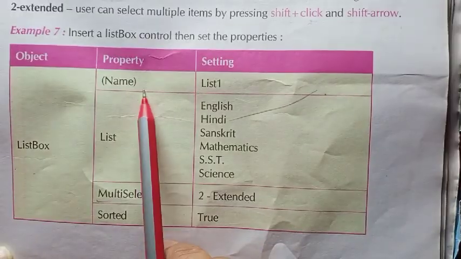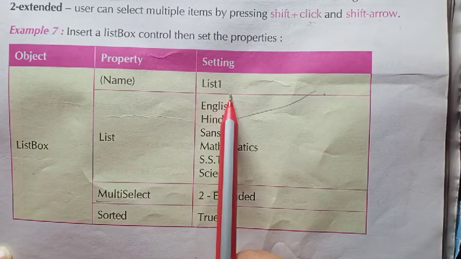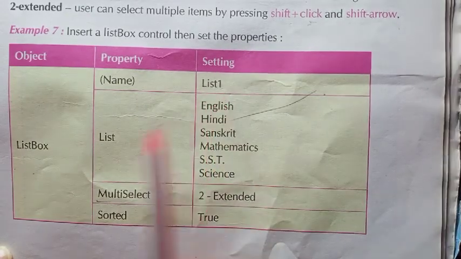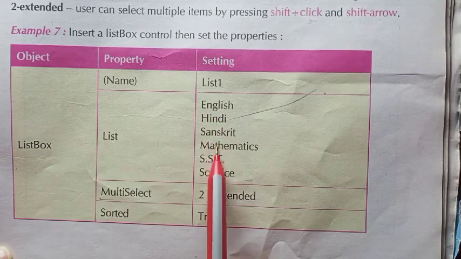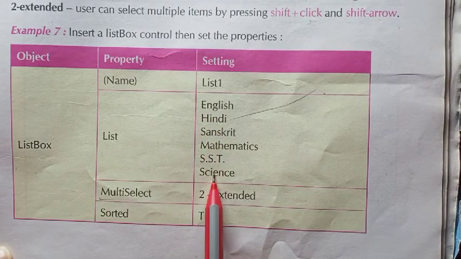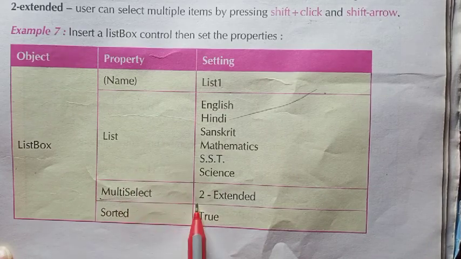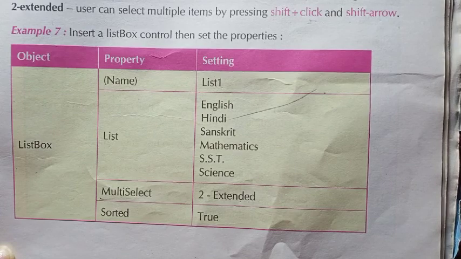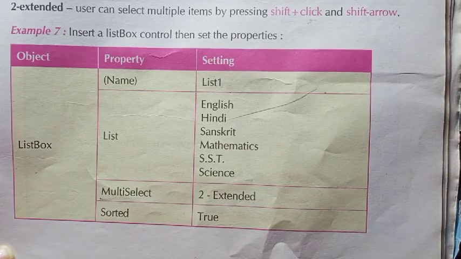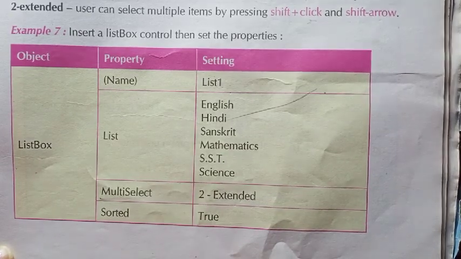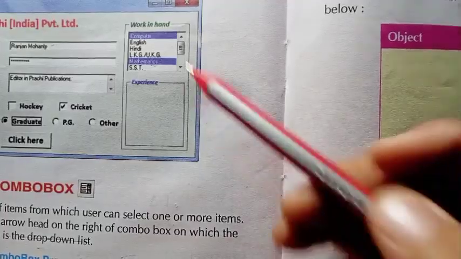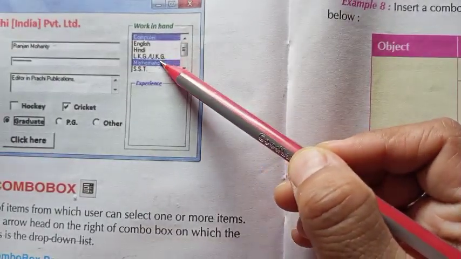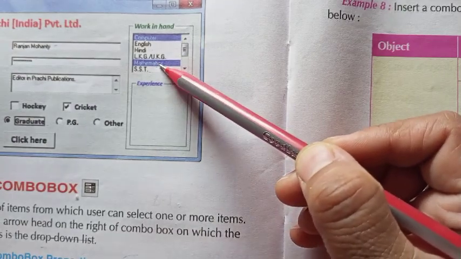The name property will remain as it is. We are not going to change anything in it. It will be the default list one. And in the list property, we are going to write down all the subjects that we saw just now. In the multi-select, set it to extended. That means the user will be using the shift key as well as the click, or the user will use the shift key and arrow to select the item. Sorted is true, that means this list is appearing in alphabetical order, that is the sorted property.